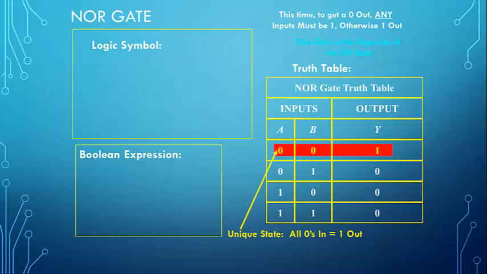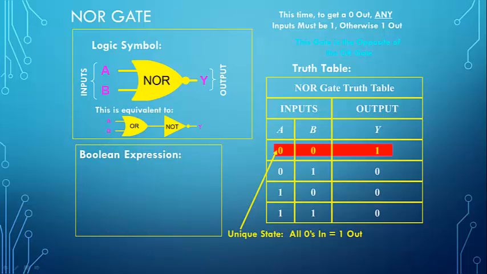Our other universal gate is the NOR gate, and we have the symbol with A and B, the 2 input case here, with a Y on the end. And again, this is the equivalent of an OR gate being passed through an inverter, but it's drawn as an OR gate with just a bubble on the end.